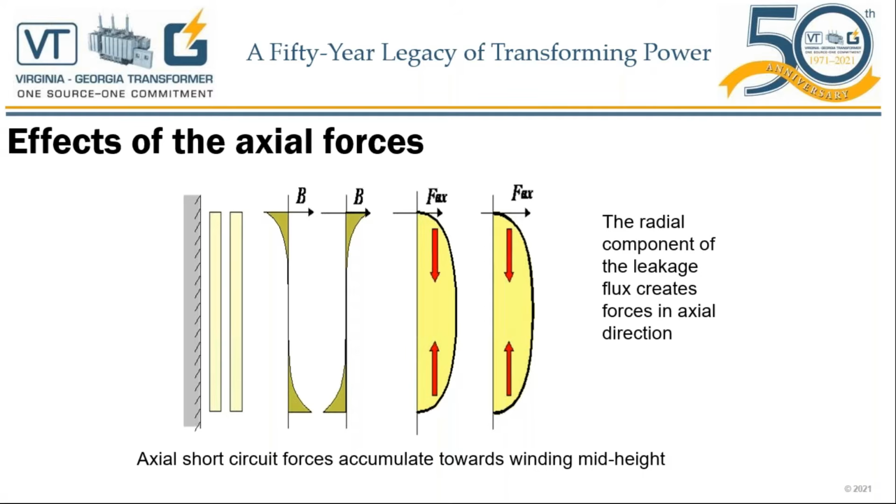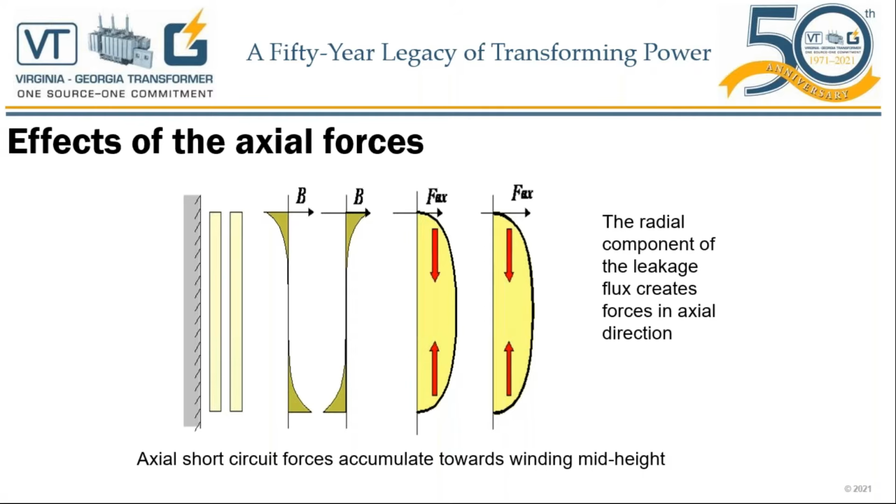The other thing is that the axial short circuit forces accumulate towards the winding mid-height. That's the demonstration in the picture. Once again, the gray shaded area on the left side is the core, and your inner winding and the outer winding. However, I want to specifically point out, on that left side where we have the two windings and the core, please pay attention to the winding mechanical height. What's winding mechanical height? What's winding electrical height?